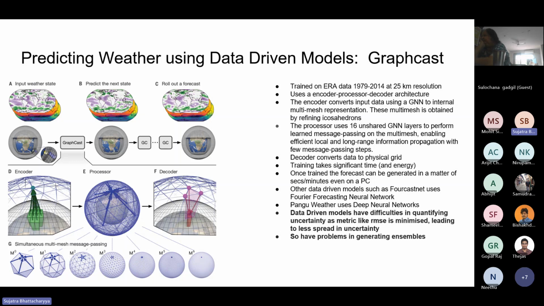Then the processor is a 16-layer GNN, a graph neural network, and it builds relationships. It is a massively parallel technique, because they would have decomposed the globe into various pieces. If you look at icosahedral, think of it as a football in patches. If you look at finer and finer pieces of the football, it starts looking like a sphere. So that's what icosahedral is.